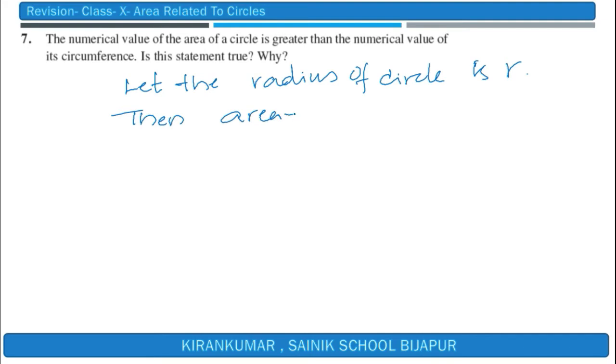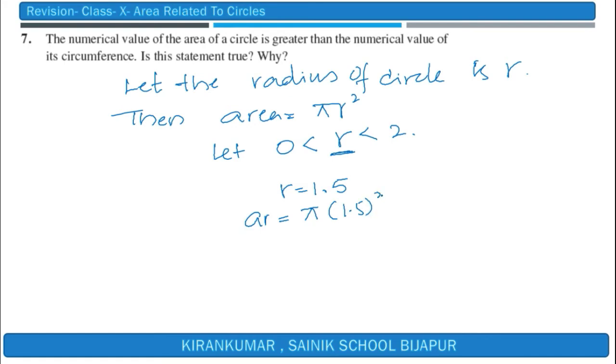Then area will be pi r square. For instance, let 0 less than r less than 2. Let me consider r value to be between 0 and 2. For instance, let r be 1.5. So area will become equal to pi times 1.5 whole square, which is 2.25 times pi.